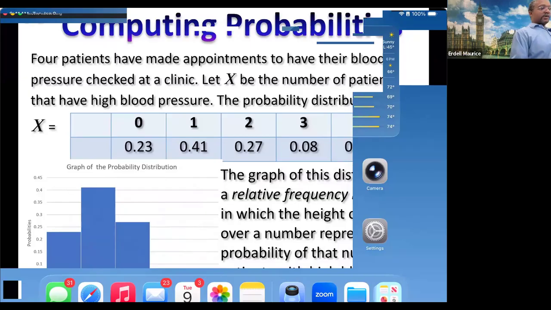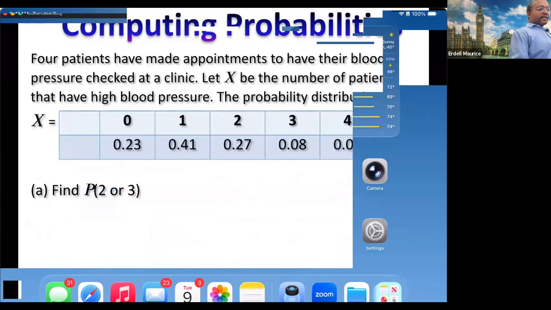All right, cool. Find the probability of 2 or 3. Or, in mathematics, in probability, is it to add or multiply? Or in probability is to add.